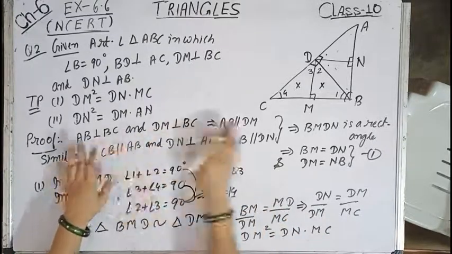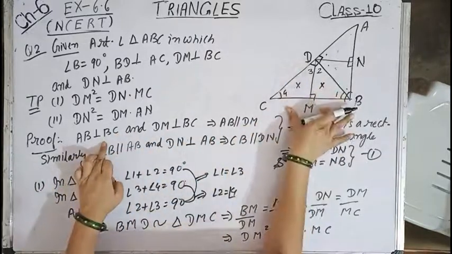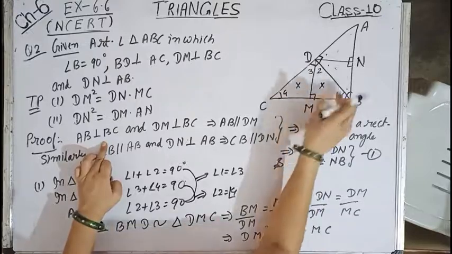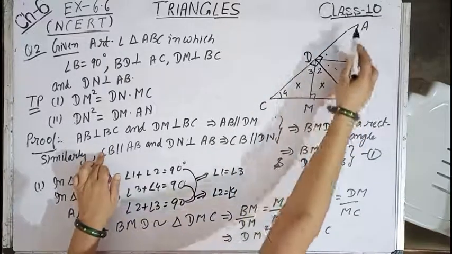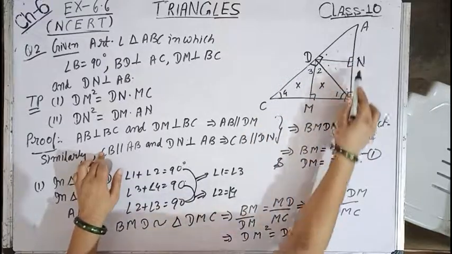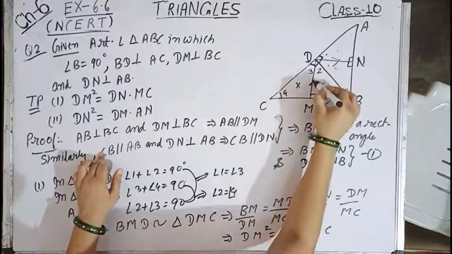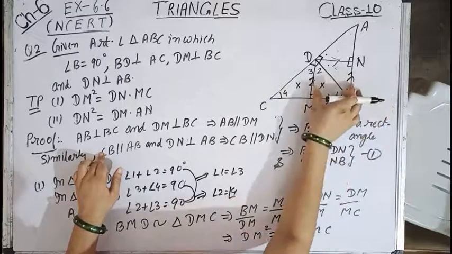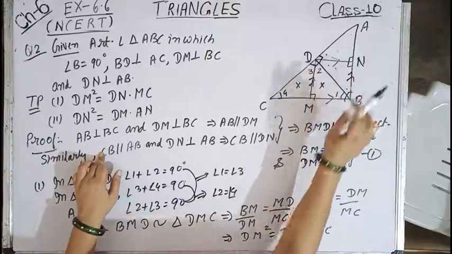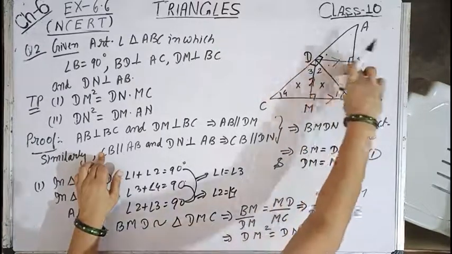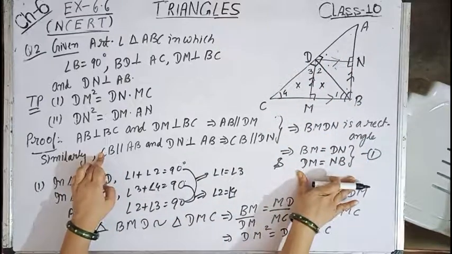So for all these statements, the stories, just pay attention. AB is perpendicular to BC, DM is perpendicular to BC, therefore AB is parallel to DM. Similarly, DN is perpendicular to AB, CB is perpendicular to AB, therefore DN is parallel to MB. So these two pairs of lines are parallel to each other, therefore BMDN is a rectangle. Therefore DM equals NB and DN equals MB, till equation number 1. Okay?